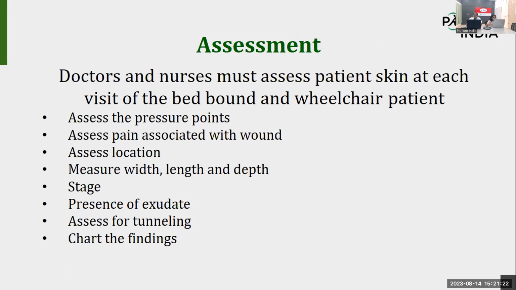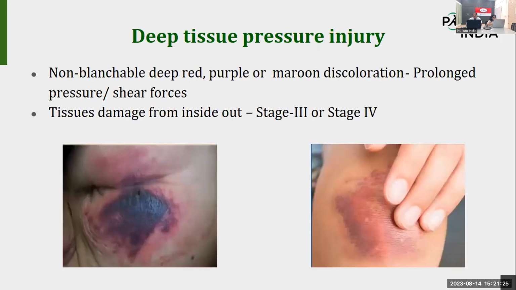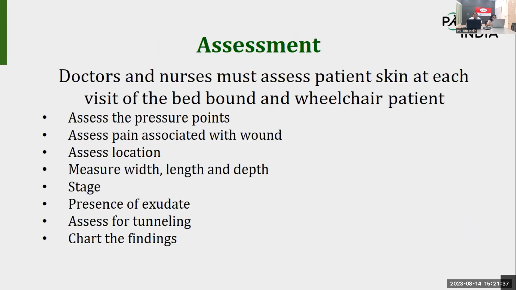So the stages are clear. First stage, second stage, third stage, fourth stage, and fifth stage, that is the unstageable stage, and the sixth stage is deep tissue pressure injury stage, right? Is it clear? Okay, thank you for responding, Priyanka.